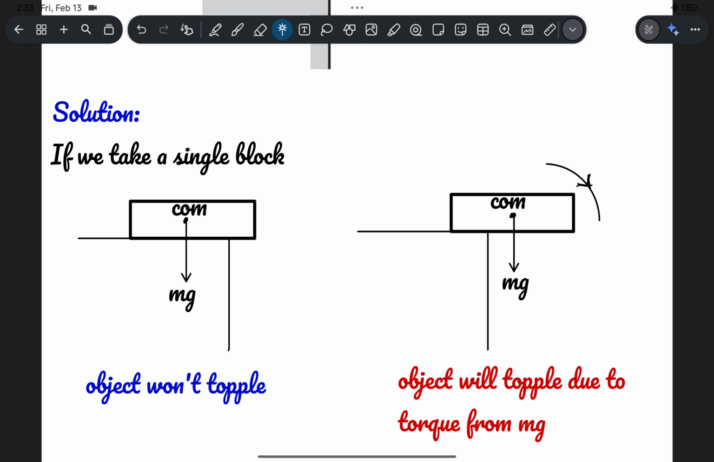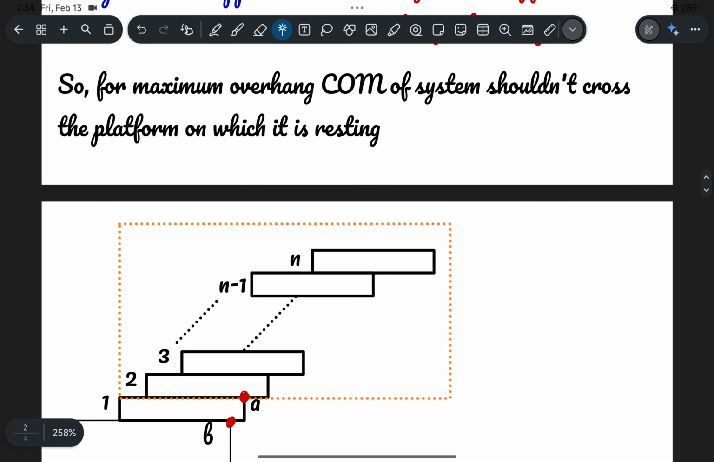So what is the maximum distance I can keep outside the table? The center of mass should just come above the table. If it crosses this, it will flip. If it is before this, it's safe, but that's not the maximum one. So exactly above the table is the safest position that we can keep. And we'll use this logic now for an n block system.